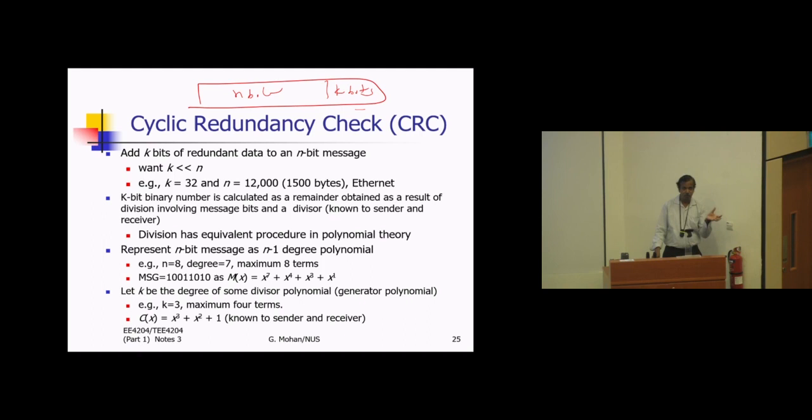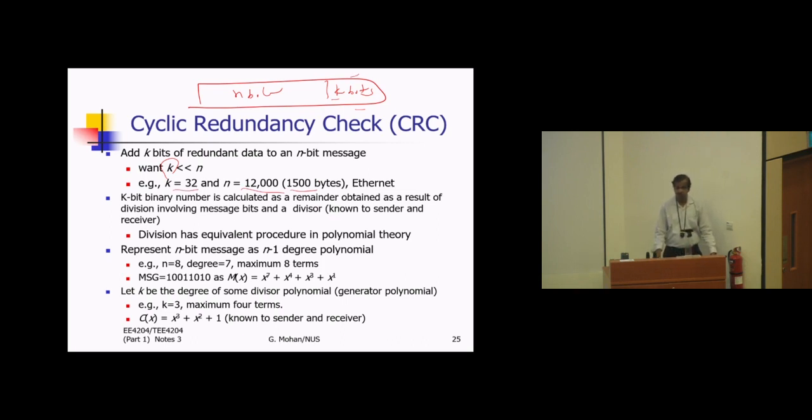If you want to duplicate it, the extra k should be n. That's also not a good idea. What we want is to choose k, a small number compared to the number of bits carried in the frame. For example, take Ethernet. Ethernet can carry up to 1500 bytes, which means 12,000 bits. So Ethernet uses 32 extra bits to help detect errors.